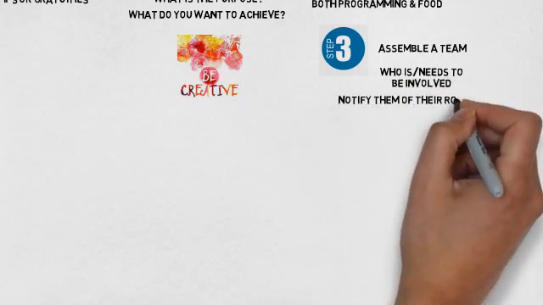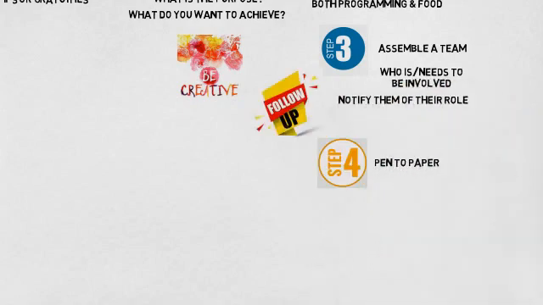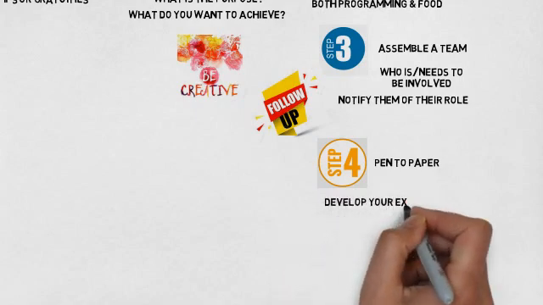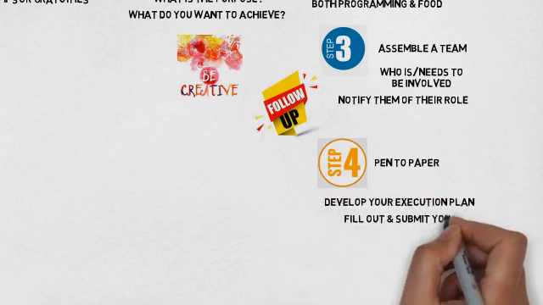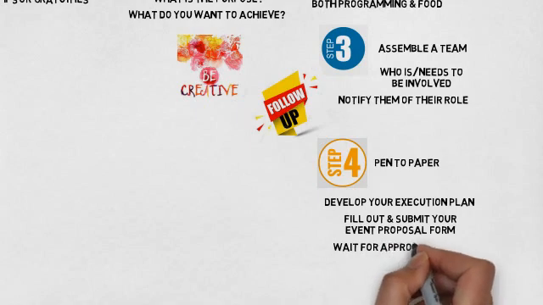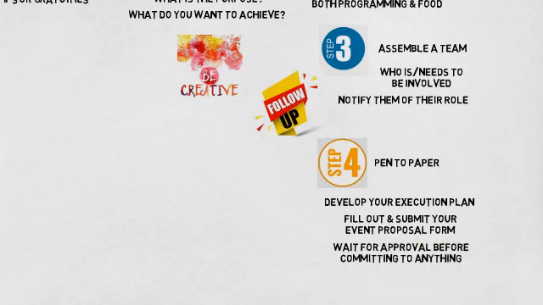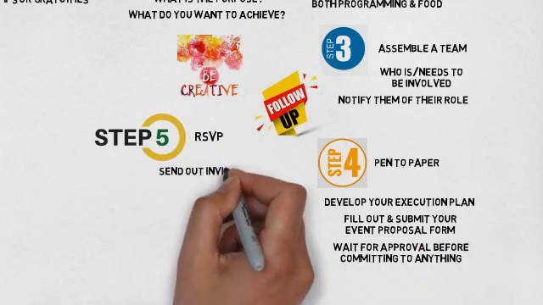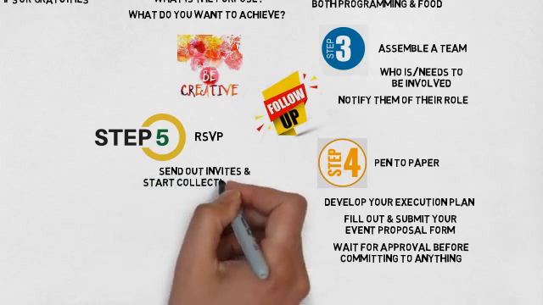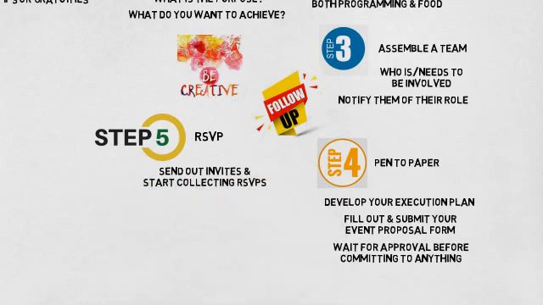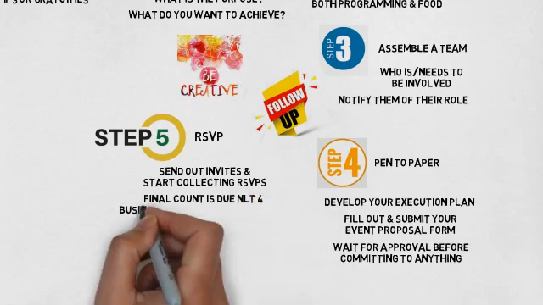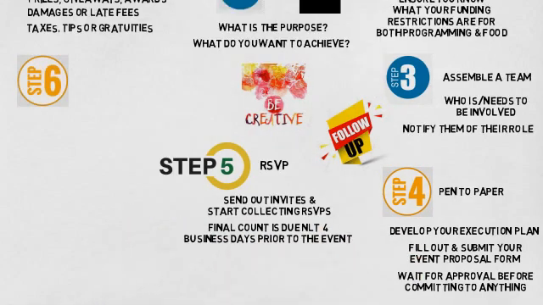Once you build your event vision, it's time to start assembling a team that will make your vision possible. Make sure they know their roles and follow them. Develop a plan for execution. Complete the event proposal form. Just wait for approval before committing to anything. Send out invites to unit personnel and start collecting RSVPs. A final headcount is due no later than 4 business days prior to the event.